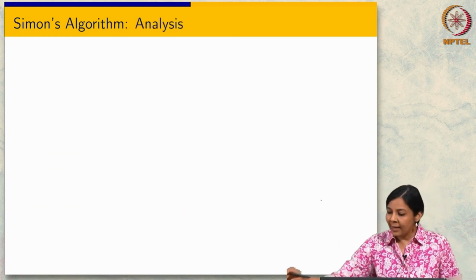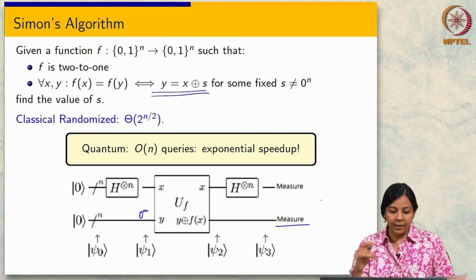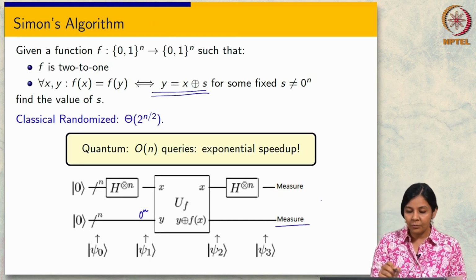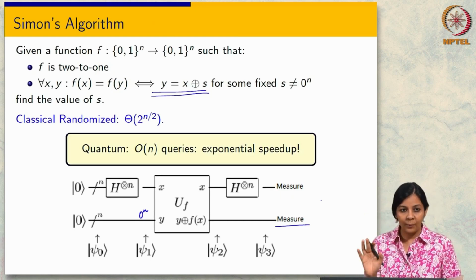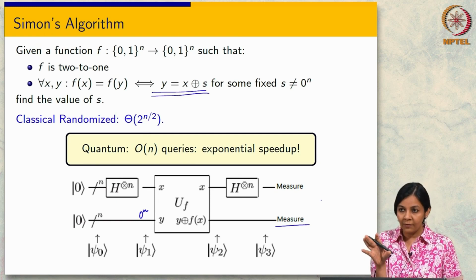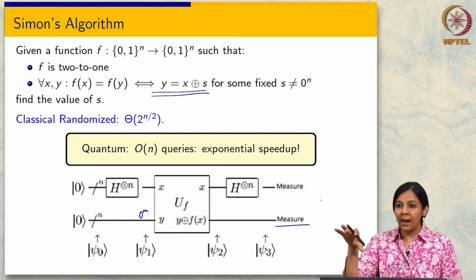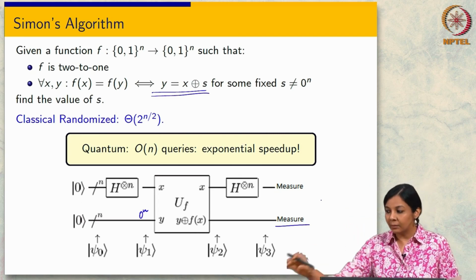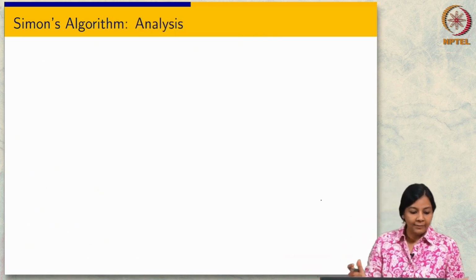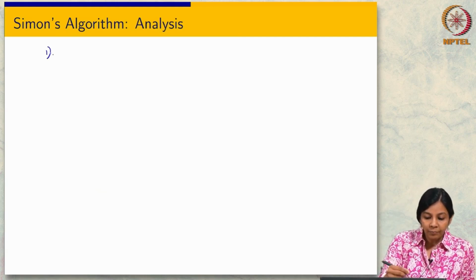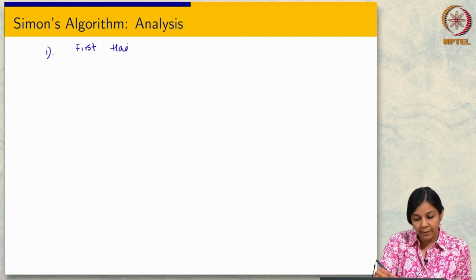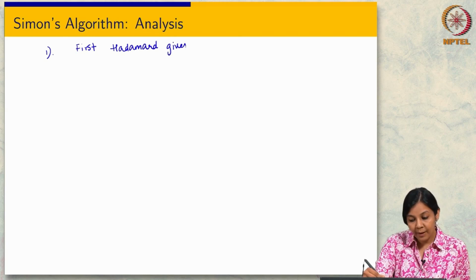So let's stare at this picture again. Try to memorize what's happening. First you do the rotation on the top n. You don't do anything at the bottom. You push it through the function. Now you measure the last n, and then you apply Hadamard and measure the top n. This is the algorithm. So let's analyze it. Now what's going to happen? Well, the first Hadamard gives us our favorite superposition, right? By now we are all experts at this.